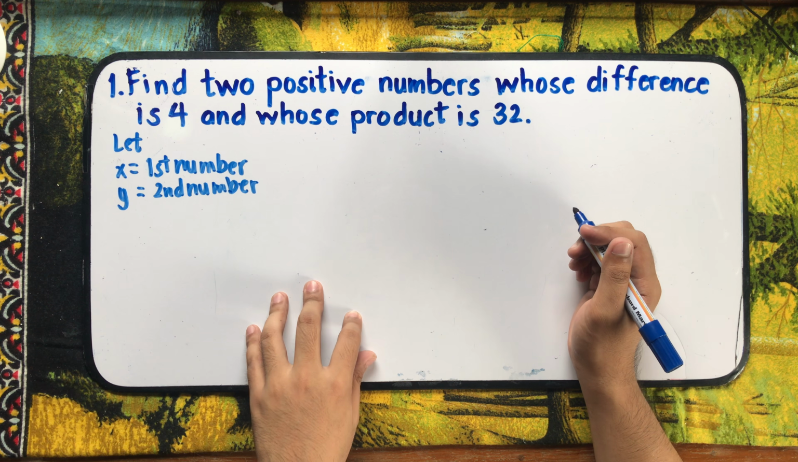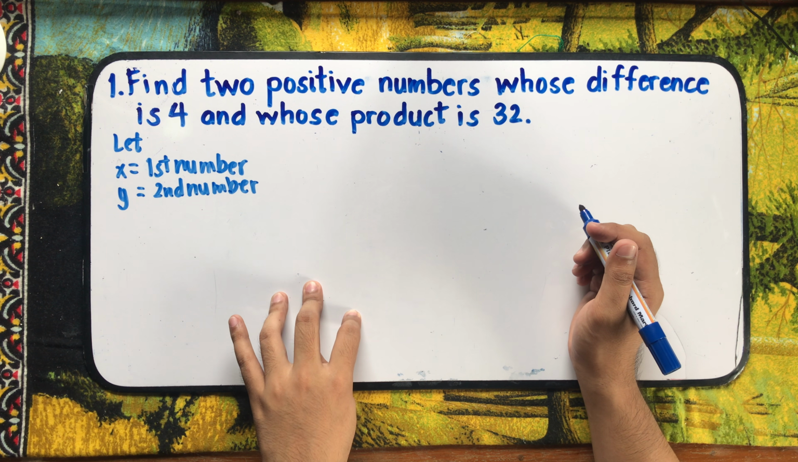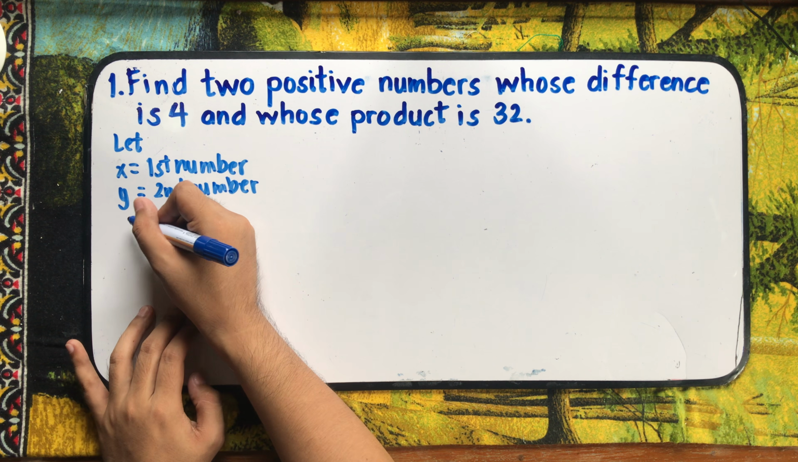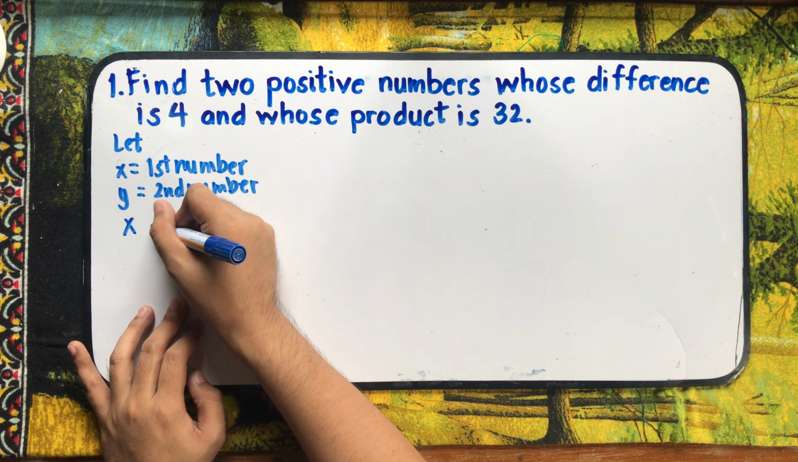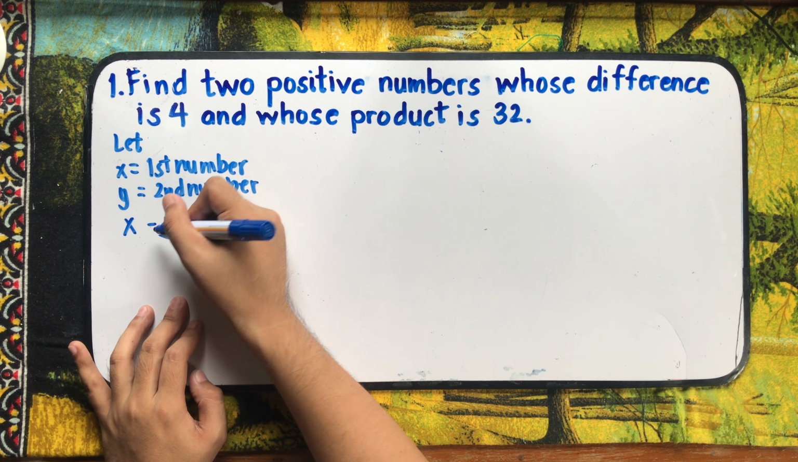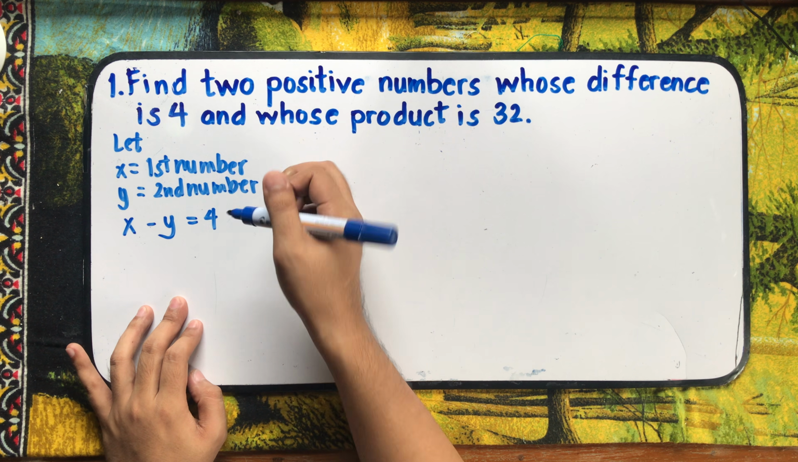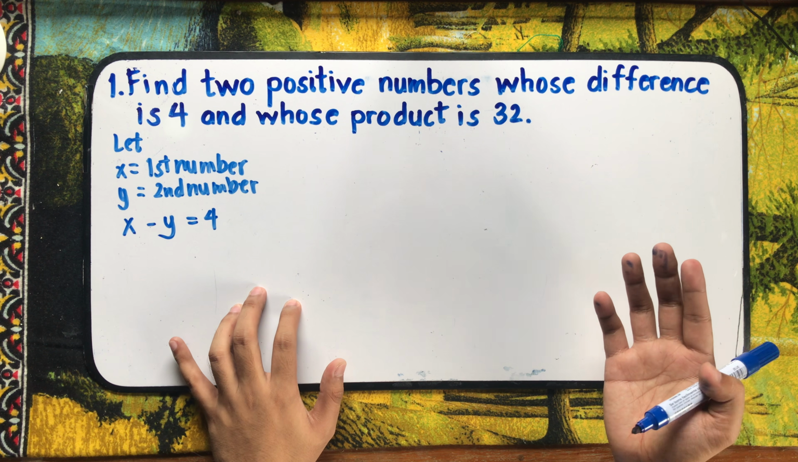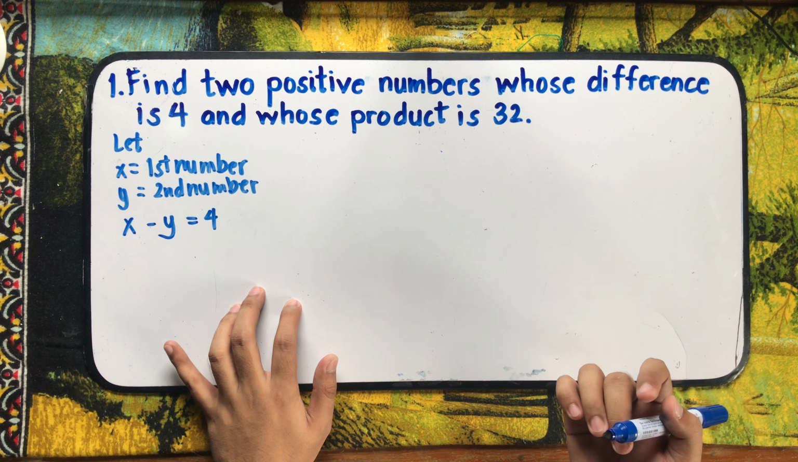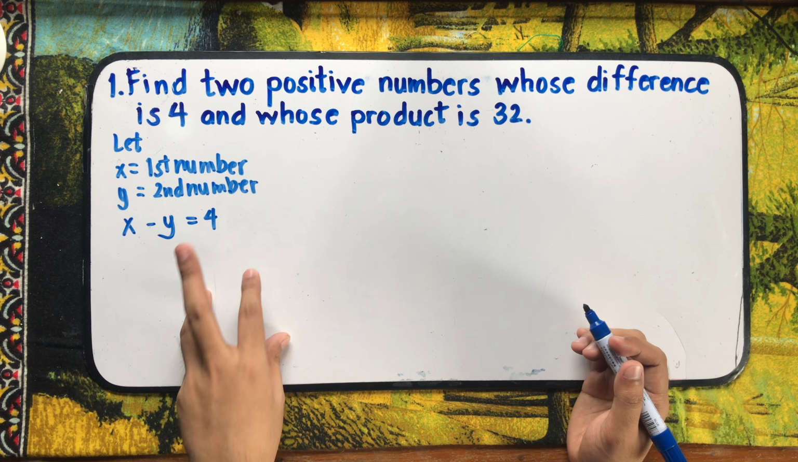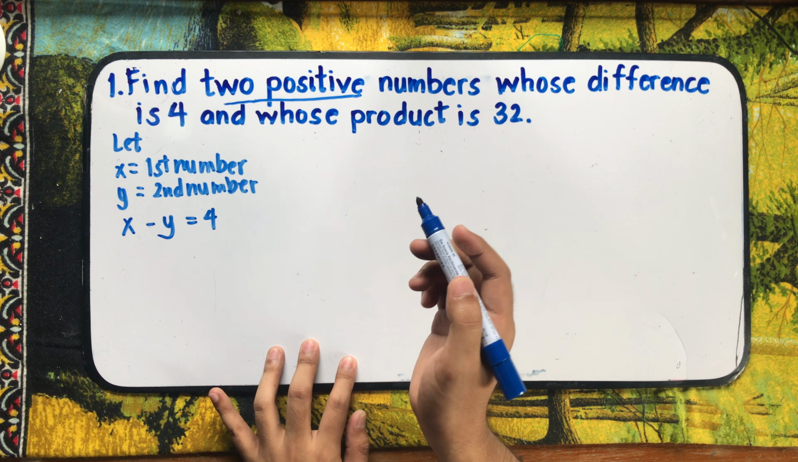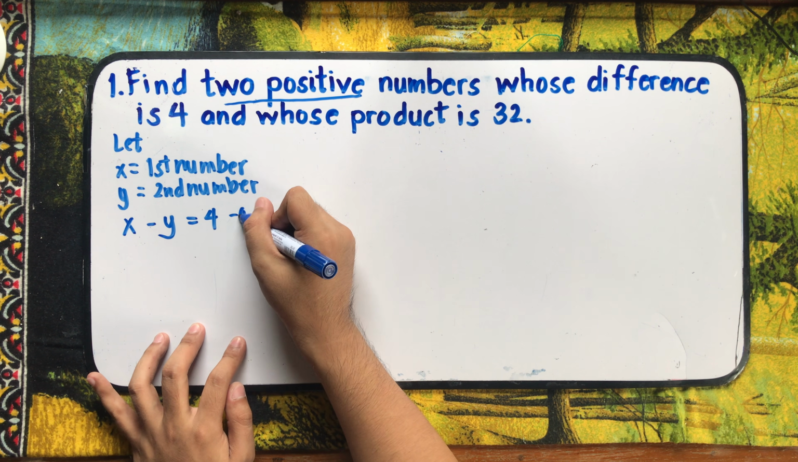So let us now try to write the equation in terms of this word problem. It states here, find two positive numbers whose difference is 4. Therefore, the equation should be x minus y is equal to 4, because it was stated in the problem that the difference of two numbers is 4. And remember that we are looking for two positive numbers. This is our first equation.